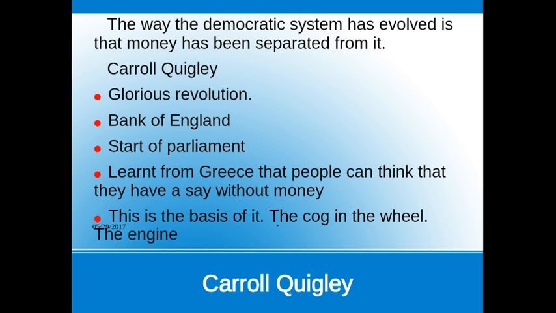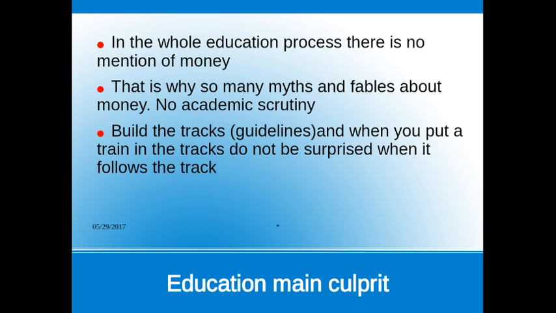So money is the cog in the wheel. It is the engine of the economy. And a government and its money must never be separated. So when you go to school, the whole education process, from kindergarten until the time you leave, either with a PhD or a master's degree, a bachelor's degree, or a school leaver certificate, or O-level, A-level, whatever level that you leave at, there is no mention of money.